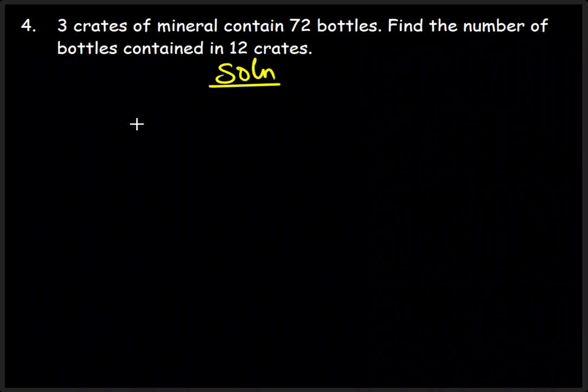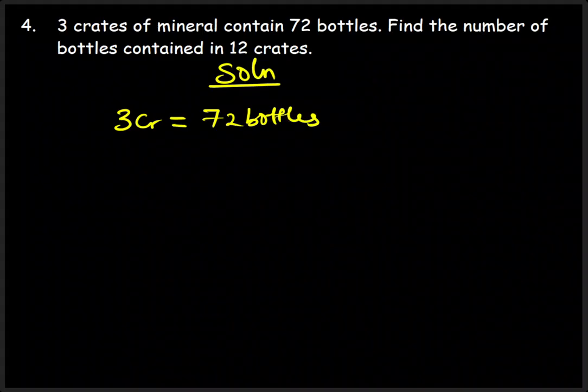Number 4, 3 crates of mineral contain 72 bottles. That's the relationship. Find the number of bottles contained in 12 crates. So 3 crates equal to 72 bottles. And then we have to find the number of bottles contained in 12 crates. So 12 crates will be equal to x, the number of bottles.